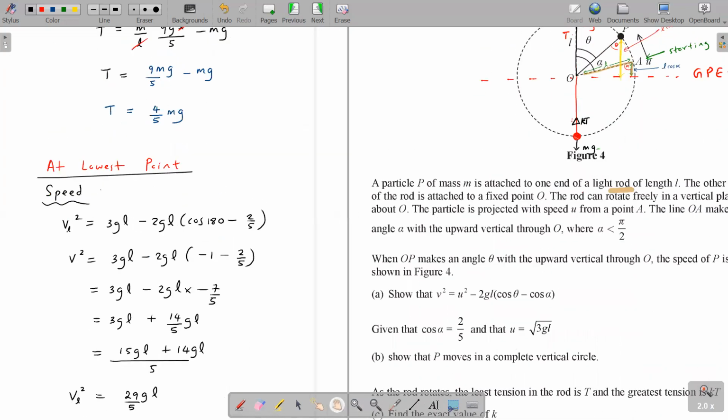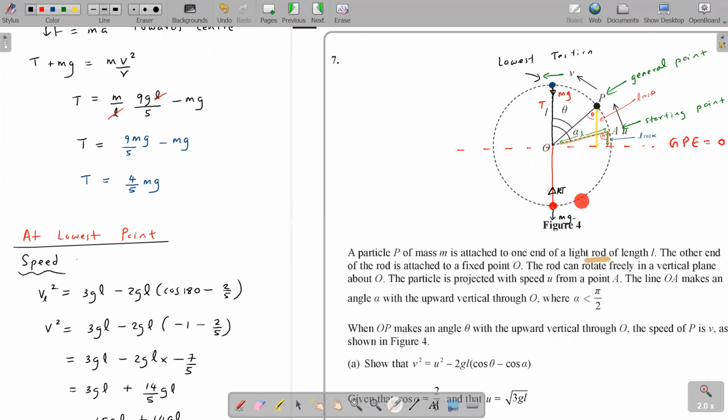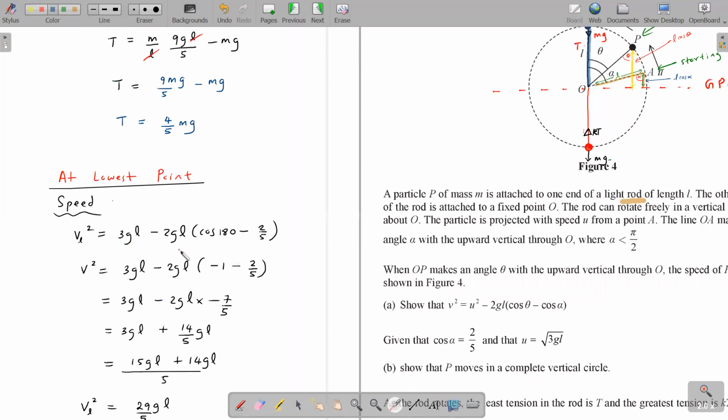So you can see what I've done here, right? At the lowest point, I'm finding the speed by using this equation we derived in part A. And at the lowest point, what's the theta value, guys? At the lowest point, the theta value is going to be 180, right? Because theta is measured from the upward vertical, if you're at the bottom, the theta angle is going to be 180. So you can mark the theta angle as 180.